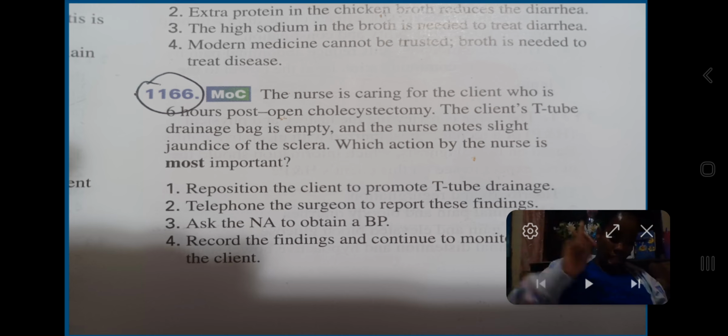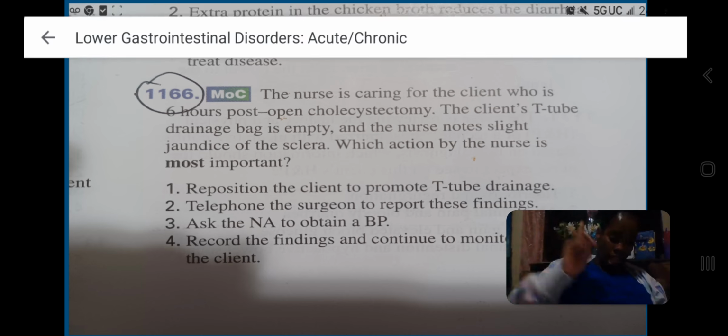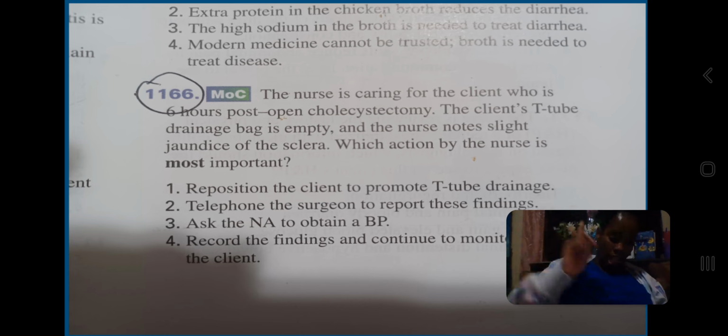So the question is, the nurse is caring for the client who is 6 hours post-open cholecystectomy, the removal of the gallbladder. The client's T-tube drainage bag is empty, so that drain, okay, why is it empty after surgery? That's not good. And the nurse notes slight jaundice of the sclera. So any kind of yellowing discoloration of the skin and eyes is the indicator that my liver is not working right or something's causing that.